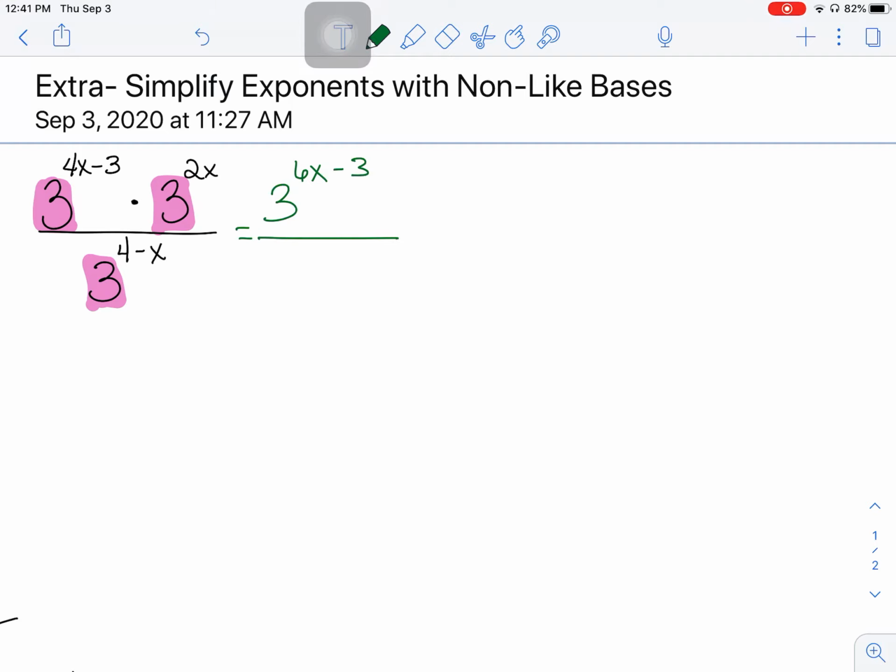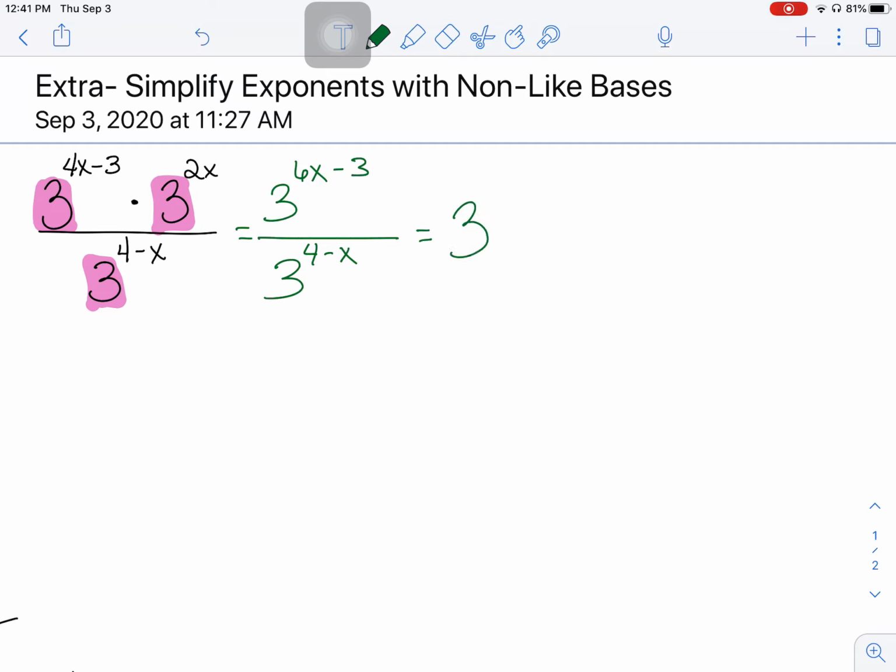So I'm going to rewrite that denominator. So 3 to the 4 minus x. Again, still have the same bases here, right? 3 in the numerator, 3 in the denominator. Exponent rule says if you are dividing like bases, you want to subtract the powers. Now this one I'm not going to do in my head because I sometimes will make mistakes with subtraction that I don't want to have happen here.